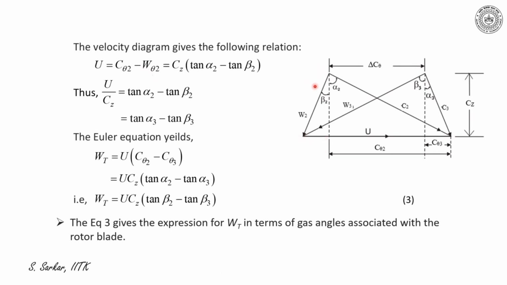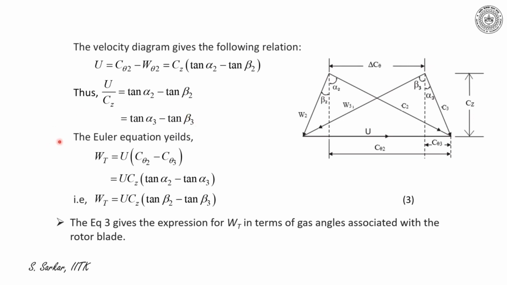Thus, from the inlet velocity triangle I can get U is equal to Cz into tan alpha 2 minus tan beta 2. Thus, U over Cz is equal to tan alpha 2 minus tan beta 2. Similarly, from the exit velocity triangle, I can write U by Cz is equal to tan alpha 3 minus tan beta 3.